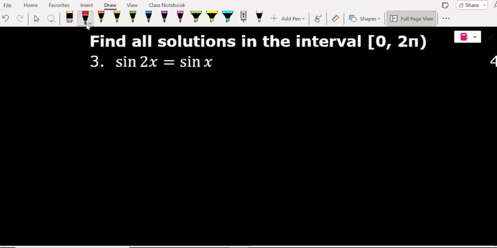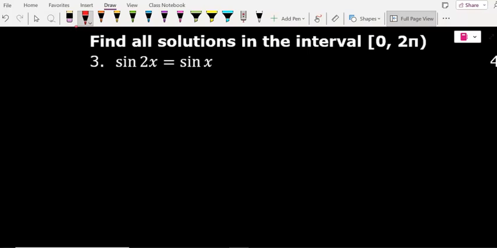All right, so here we are. We're going to go ahead and solve equations on a set interval using our double angles. So here I've got sine 2x is equal to sine x. There's not a whole lot I can do right there unless I start changing things around.